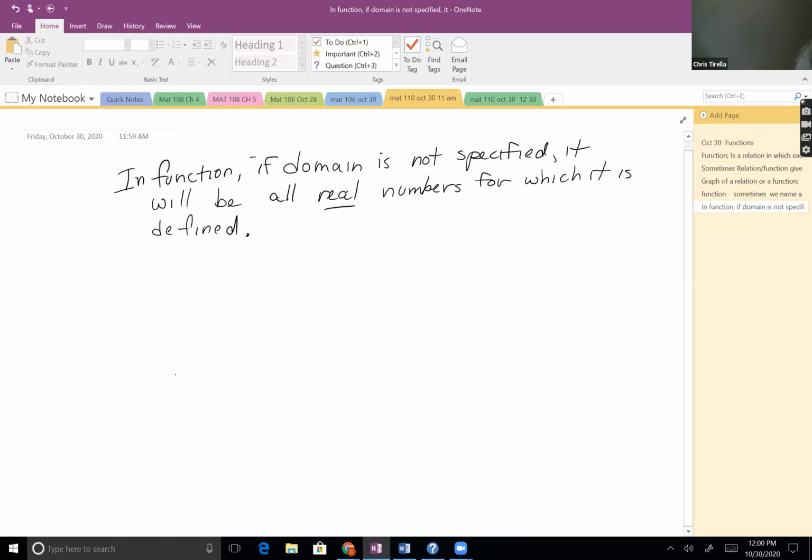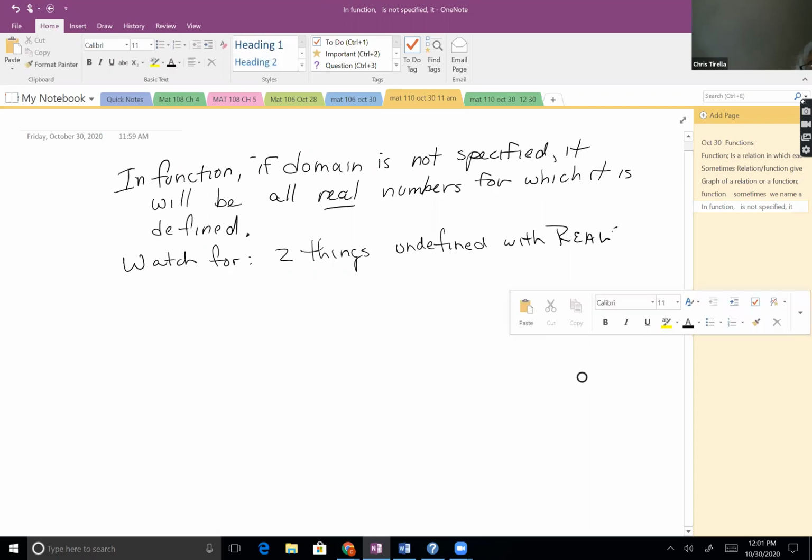What we have to watch for is there are two things that can be undefined with real numbers. And the first that we've talked about somewhat is a 0 in the denominator.